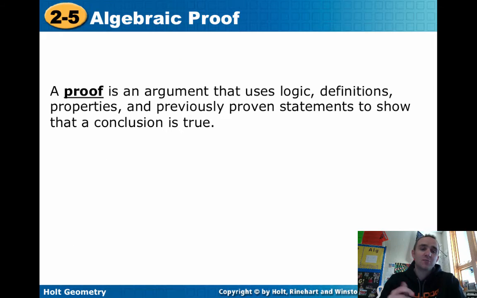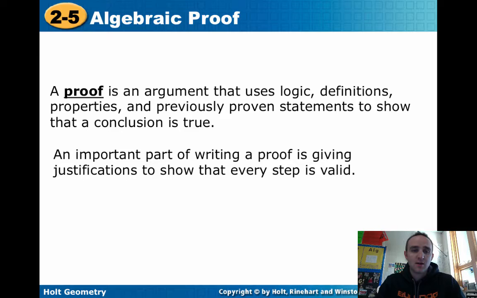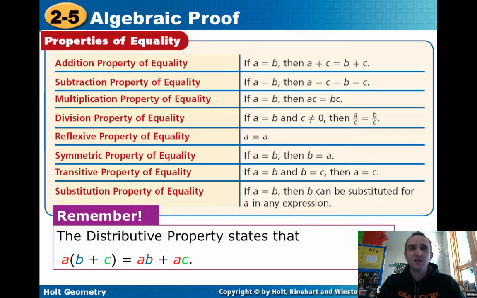So these proofs, you hear a lot about proofs in geometry, and this is our intro into it. It's an argument that uses logic, definitions, properties, previously proven statements to show that a conclusion is true. Basically, it's explaining every single step and saying why we can do each step that we're doing in order to solve a problem. The important part of this is to give the justifications to show that it's valid. We need to know why we can say everything.